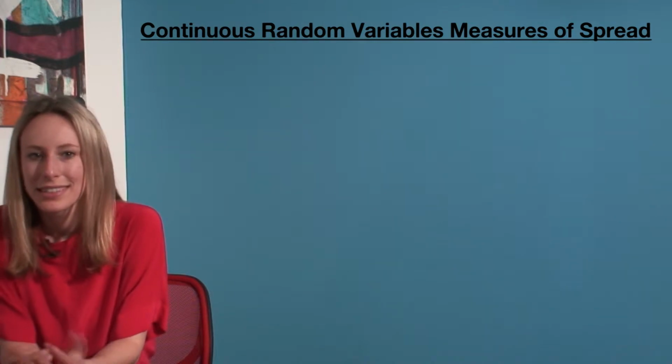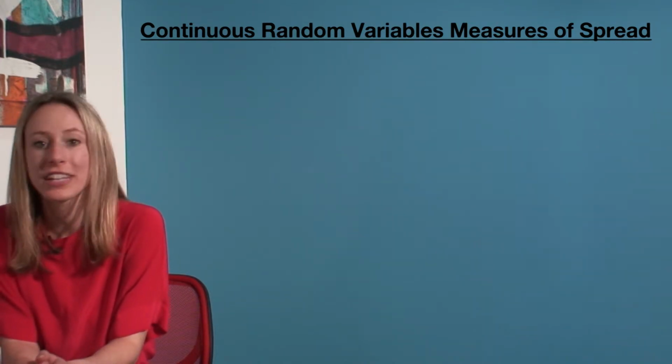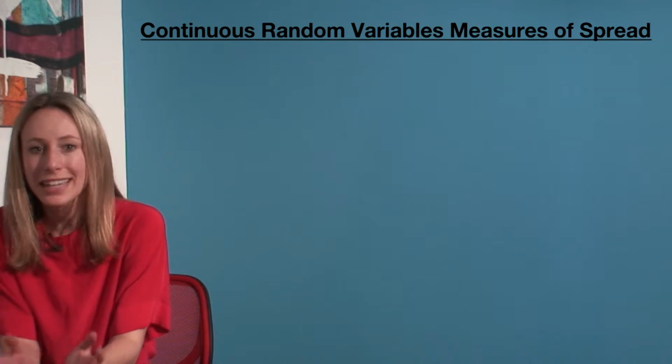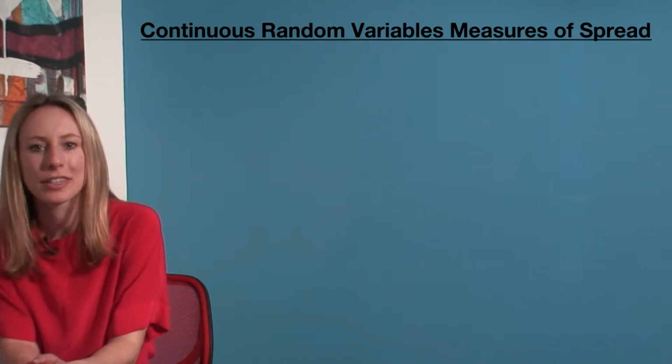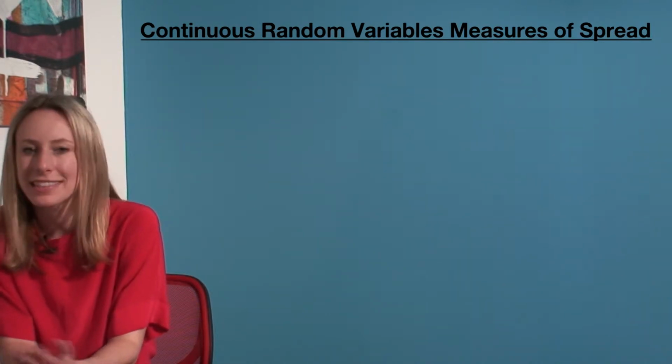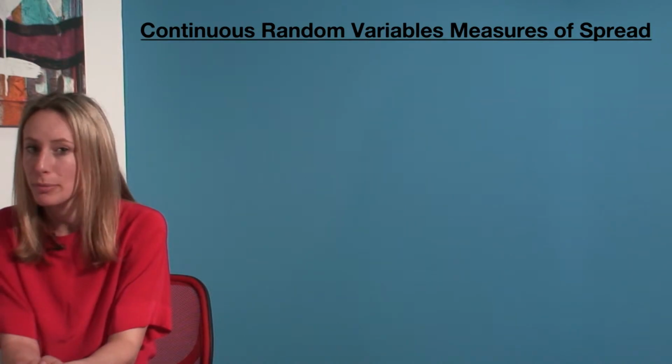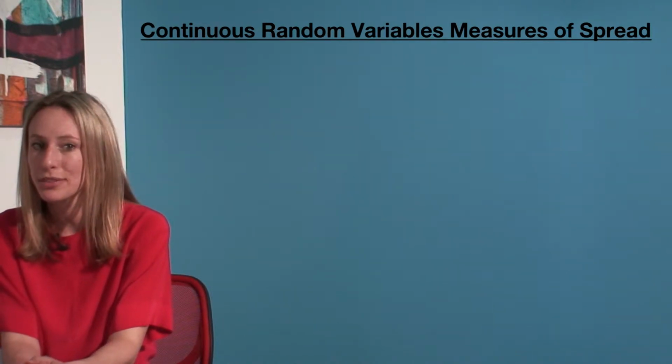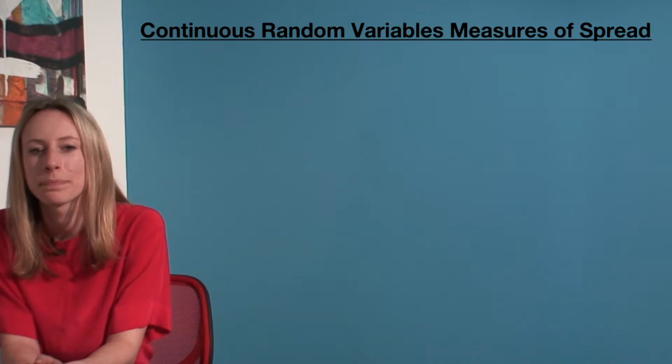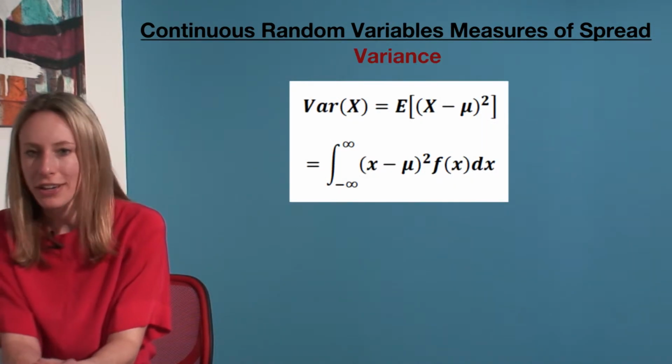Hi Year 12s. Today, we will look at measures of spread for continuous random variables. Like the discrete random variables, the measures of spread that we will use are the variance and the standard deviation. The extra measure that we will use for continuous random variables is the interquartile range. First, we will look at the variance.